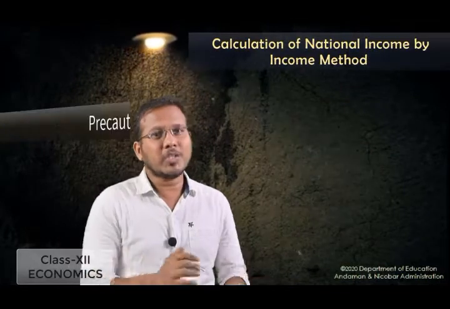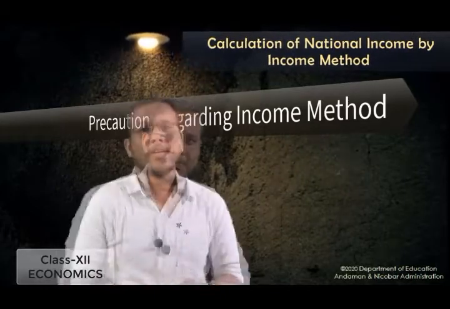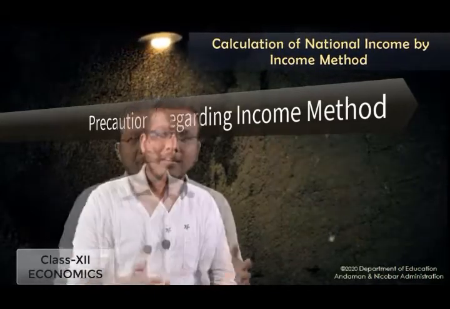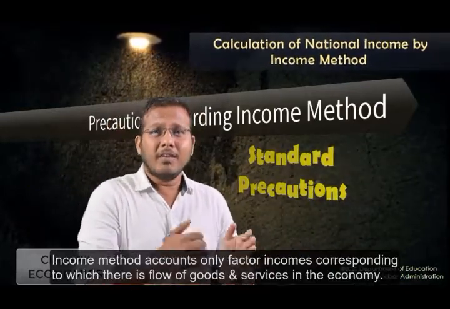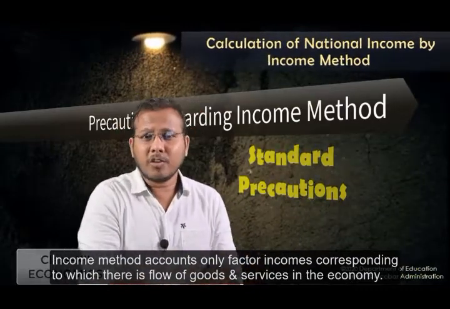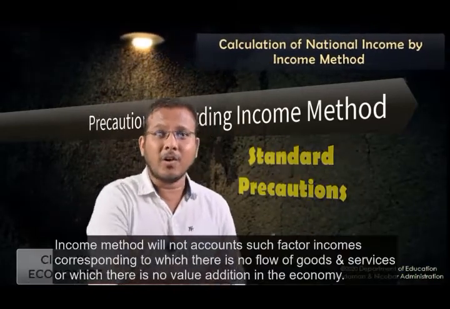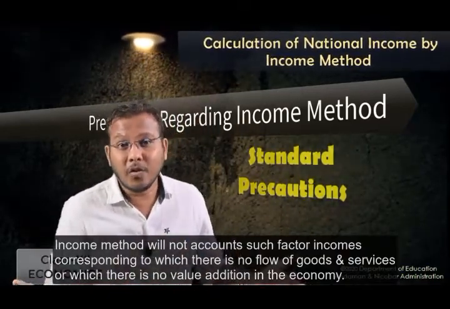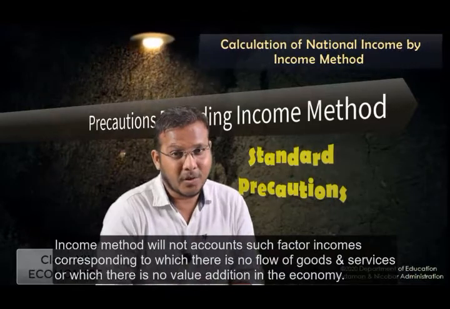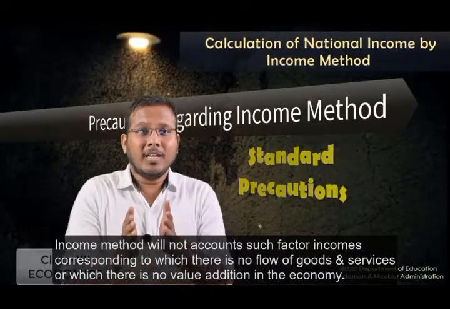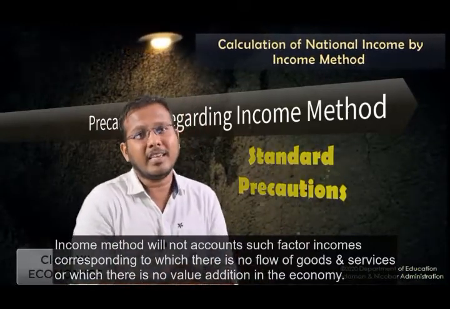Now we will see some precautions which we need to take when calculating the national income through the income method. Okay students, when we talk about precautions, we have some standard precautions relating to the use of the income method. We will include only those factor incomes corresponding to the flow of goods and services in the economy, and we will not account for incomes where there is no flow of goods and services and no value addition in the economy. That is, we will not include the income of any activity which does not create a flow of goods and services in the economy.